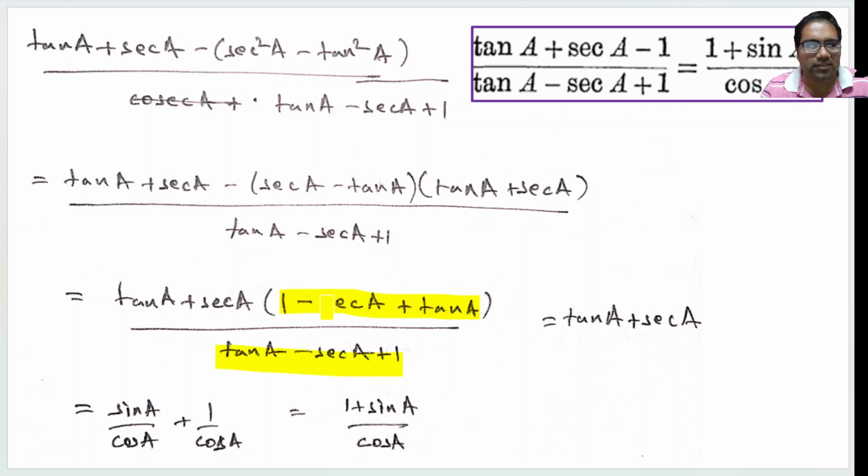Right. So this is minus secant a plus 1 and plus tan a. So these two can cancel each other. So we'll be left with tan a plus secant a, which is this again, right? Tan a is sin by cos, plus 1 by cos, which is equal to 1 plus sin a by cos a. Right, guys?